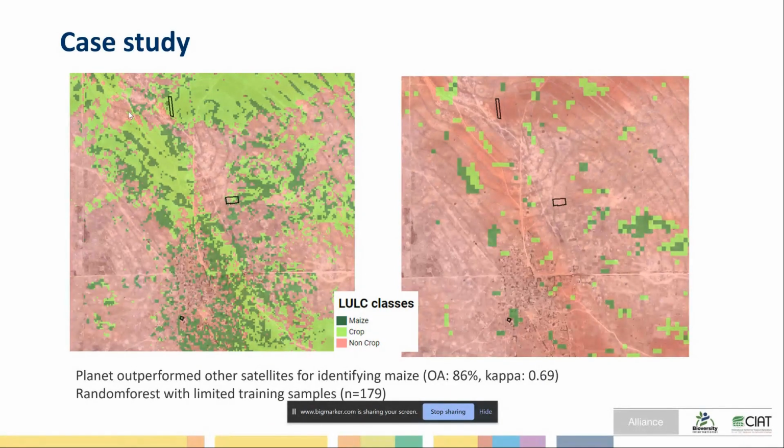But overall, we saw that there is a huge difference between how Planet and other satellites were working, and Planet was consistently doing better than the other ones.